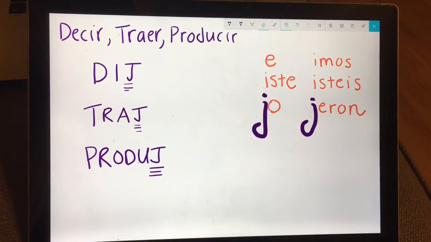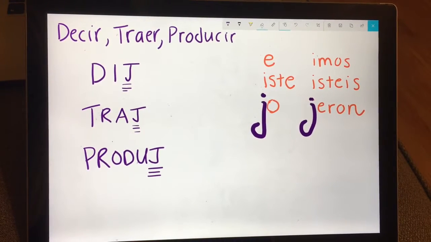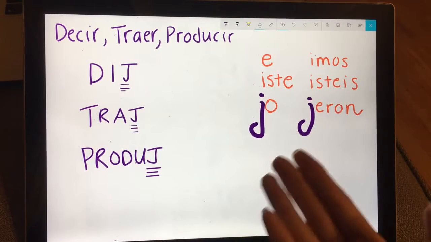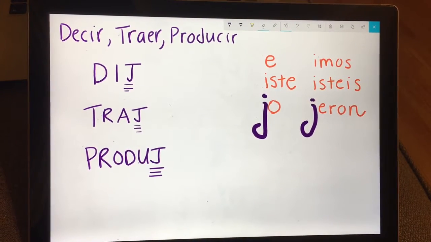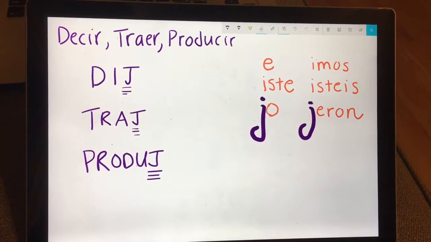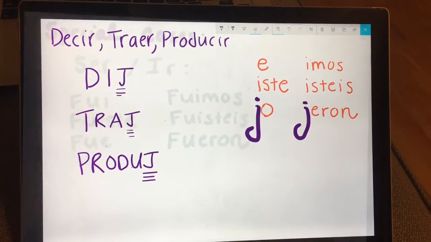And the reason for these j sounds is to make everything sound smoother, because rather than saying they said, if we didn't have this rule, it would sound like dijieron, which is kind of just a weird, choppy pronunciation. So dijeron makes it much smoother. That's why we add the j's.